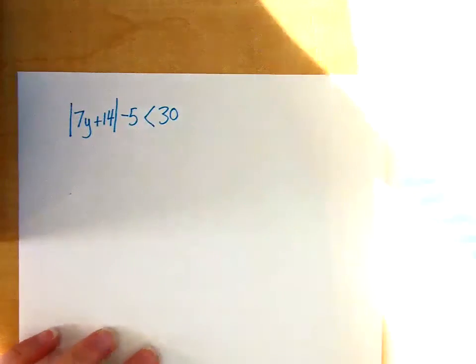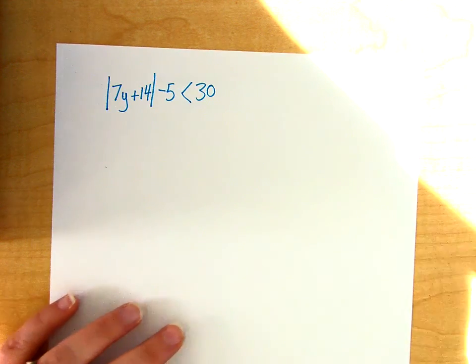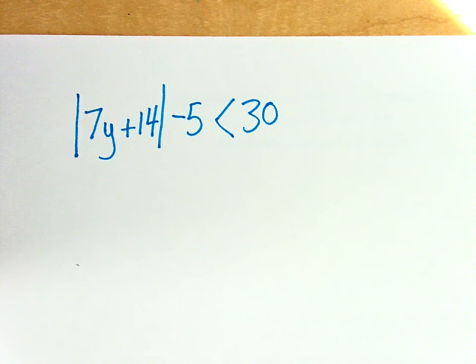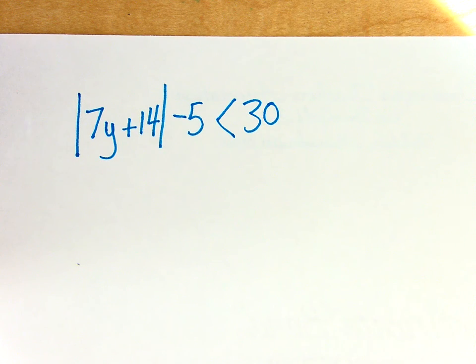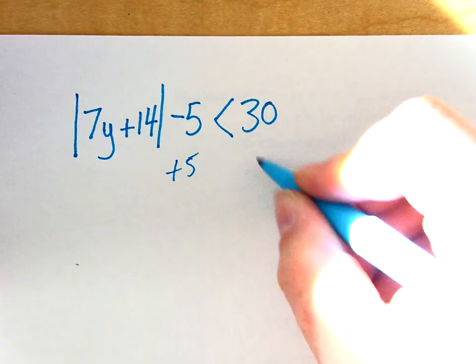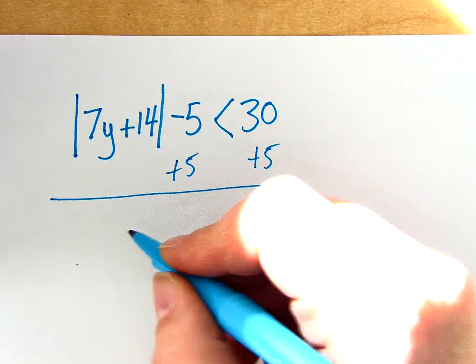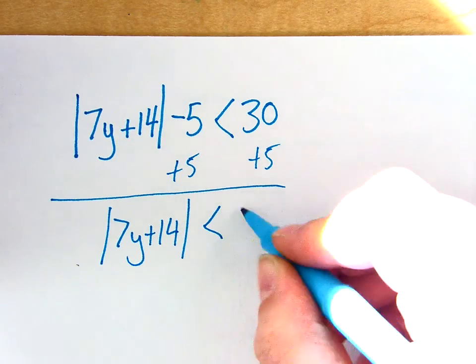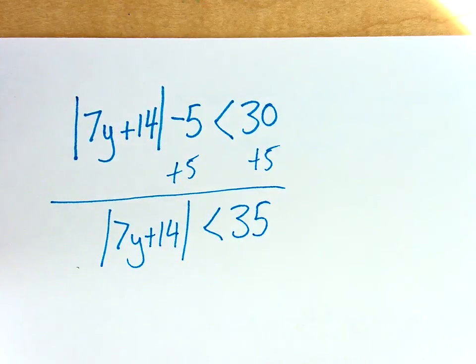All right, so if we look at step 1, it says get the absolute value alone. The absolute value is not alone this time. You have to do this first. What would you do? Not distribute. I want to add 5 to the other side. I'm going to add 5 here and add 5 here. Now I have the absolute value all by itself. Now I'm ready for step 2.